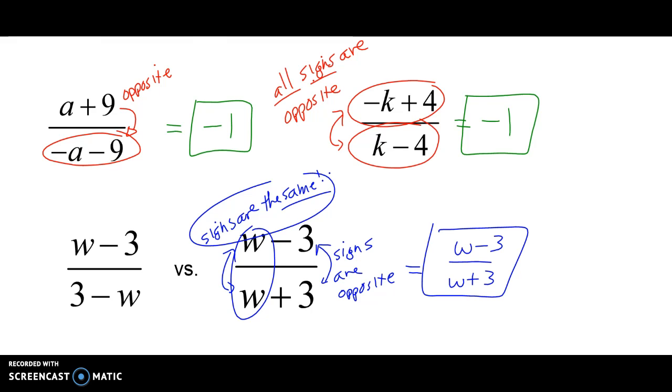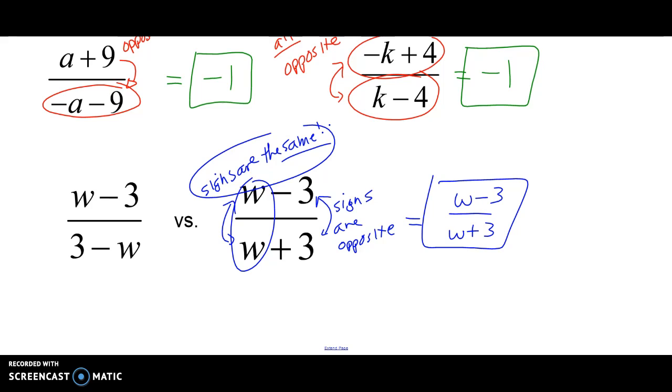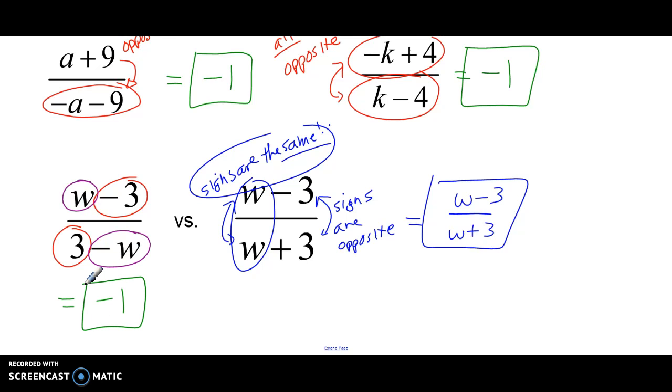Whereas the one on the left, it almost looks like the top and bottom are the same, except look here and here, and look here and here. The order is different in the bottom than it is in the top, but that's not the only difference. The 3 in the bottom is positive, in the top it's negative. The w in the top is positive, in the bottom it's negative. So there, both the w's and the 3's are opposites in the top and bottom. That one does cancel to -1.